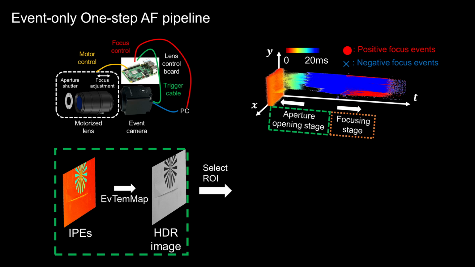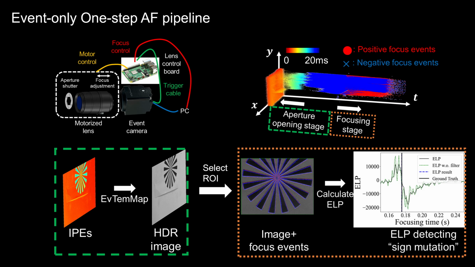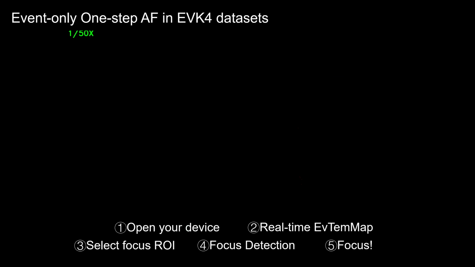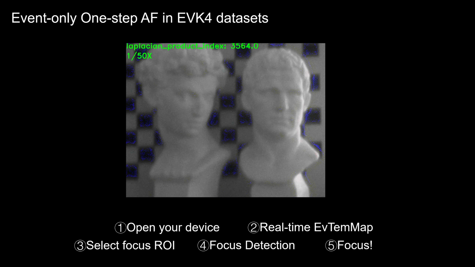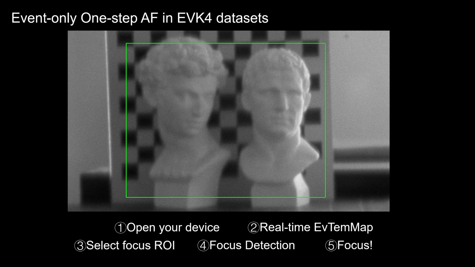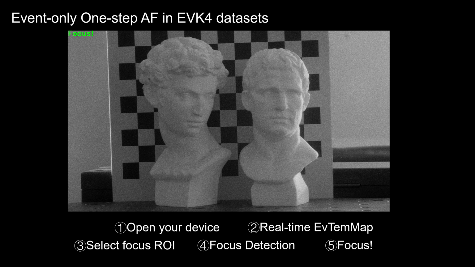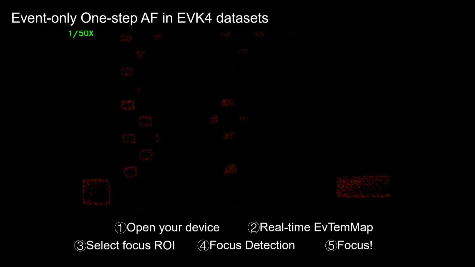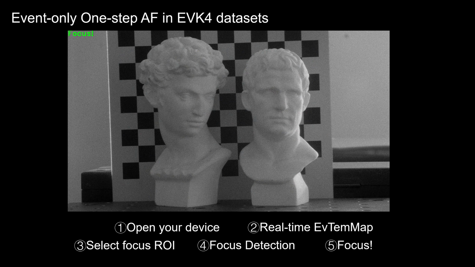Once the region of interest is selected, the system enters the focusing stage, where it computes the ELP value using the grayscale image and the stream of real-time focus events. The focus motor stops when the system detects a sign mutation in the ELP, indicating the optimal focus position has been reached. This slide demonstrates the event-only one-step autofocus process on our EVK4 dataset. With this pipeline, there's no need for repeated focus sweeping and searching, and no need for artificial reference targets like focus stars. The system enables fast and accurate autofocus directly in natural scenes.